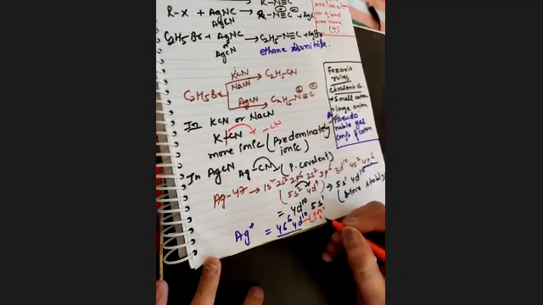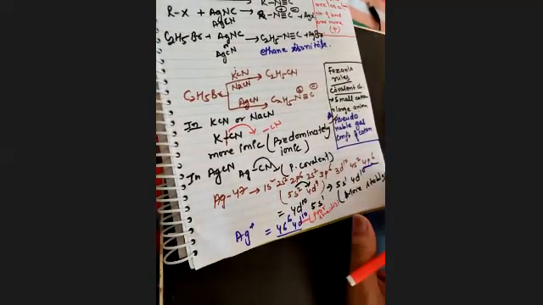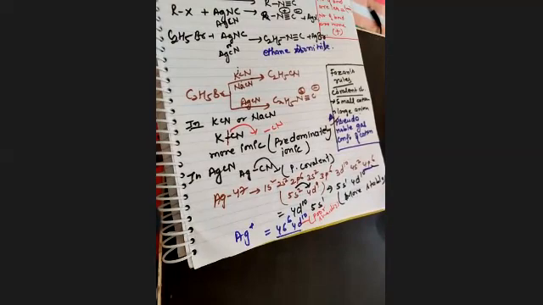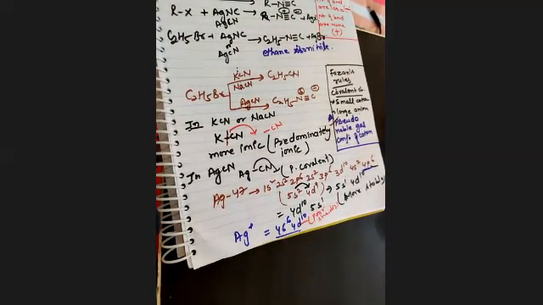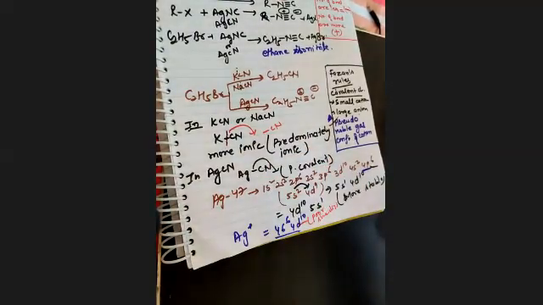Poor shielding. What do you mean by poor shielding effect? सबसे ज़्यादा shielding effect कौन show करता है? S. S पूरा उसको cover करके बैठ जाता है. Then P. Then D. And last में F. F is the worst one. F does not show any type of shielding effect.